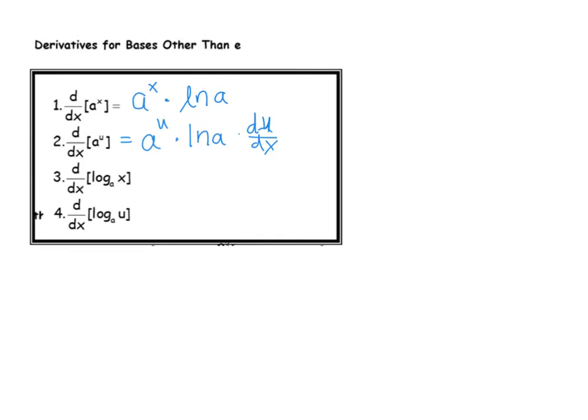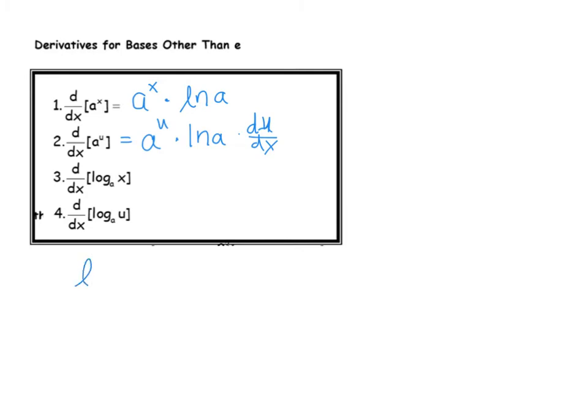Okay, so I ran out of room on the last one. So let's talk about how we would find the derivative of numbers 3 and 4 on this list, finding the log. We're going to use change of base on 3 and 4.